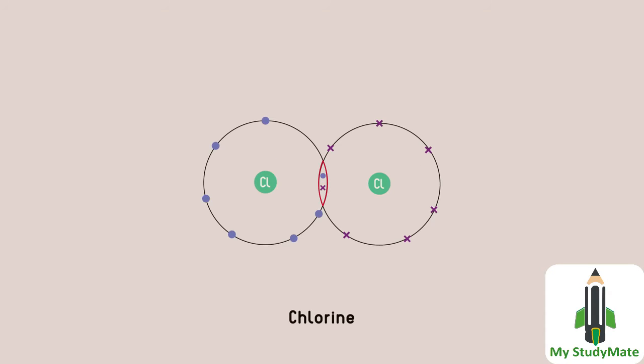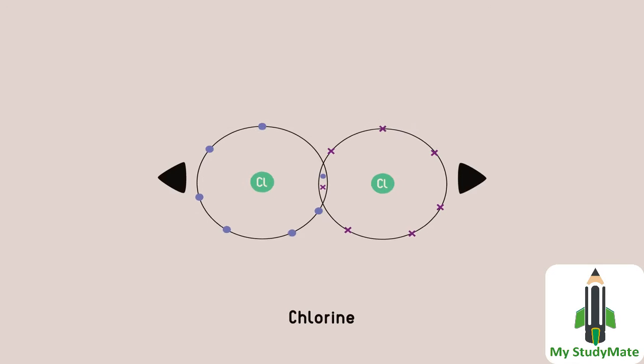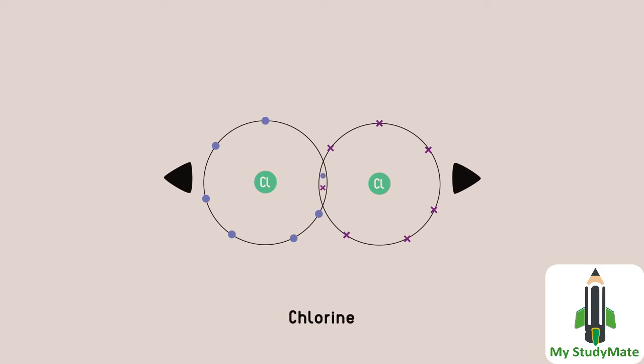Using dot and cross diagrams, we can show that one of the shared electrons comes from each atom. This example shows the bonding in a chlorine molecule. Notice that only the valence electrons have been shown. If we label the nucleus as Cl, we don't need to draw out all the rest. Chlorine can't steal an electron from another chlorine because they are both pulling on electrons just as hard.